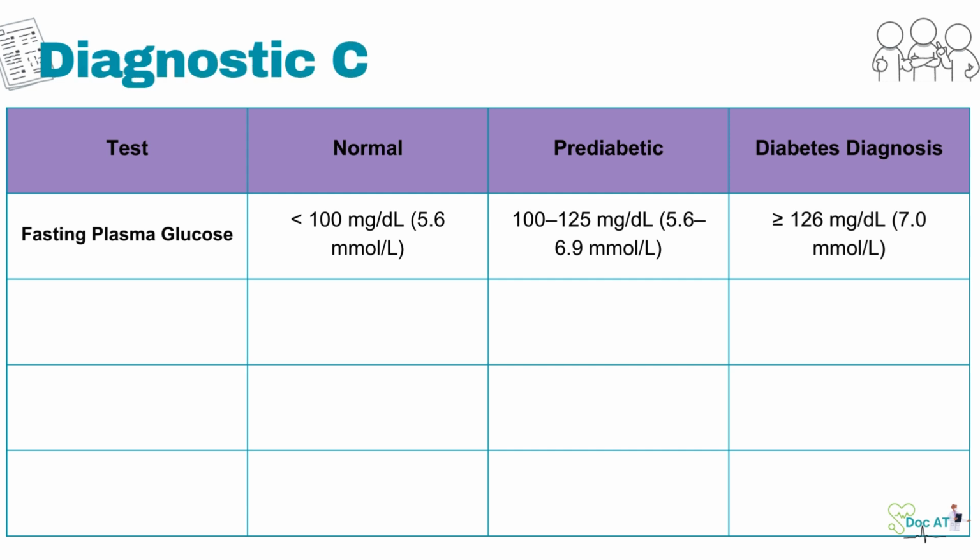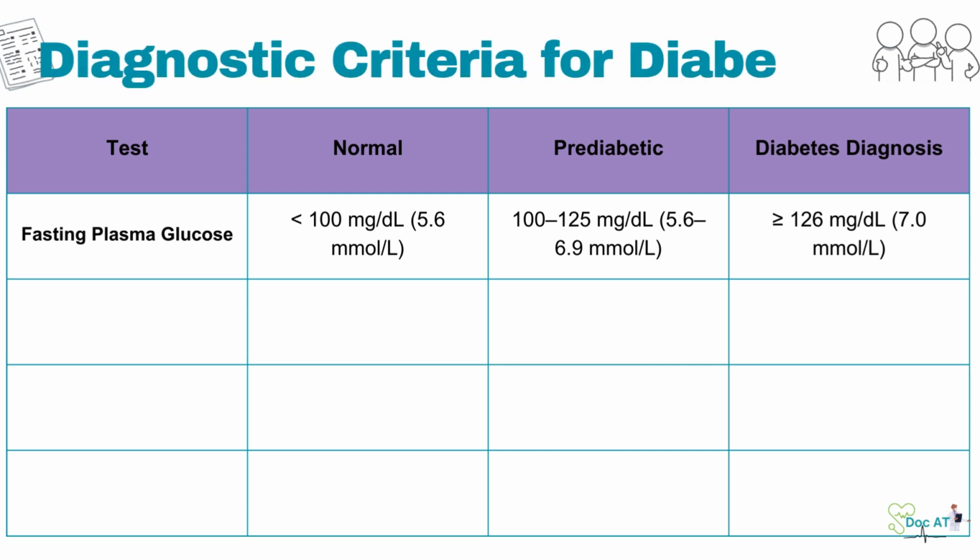Diagnostic criteria for diabetes. Fasting plasma glucose. Normal range less than 100 milligrams per dl, 5.6 millimoles per liter. Prediabetes 100 to 125 mg/dl, 5.6 to 6.9 millimoles per liter. Diabetes diagnosis greater than or equal to 126 milligrams per dl, 7.0 millimoles per liter.